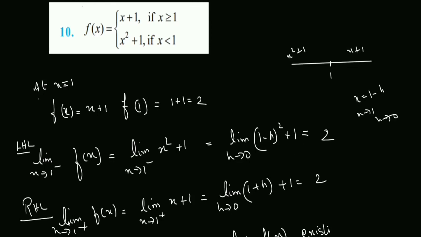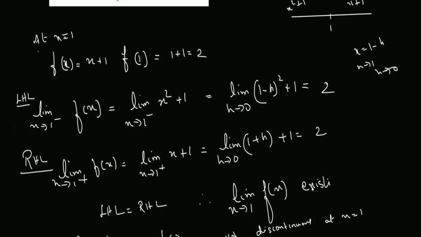Similarly, the right hand limit, x tends to 1 plus of the function. Right of 1 it is given as x plus 1. How do you find the right side limit? You substitute x as 1 plus h, so 1 plus h plus 1. Substitute h as 0, and it becomes 2. So we can see the limit exists because the right hand limit is equal to the left hand limit, and also equal to the value of the function, f of 1 equal to 2. Therefore at the point 1 there is no discontinuity.